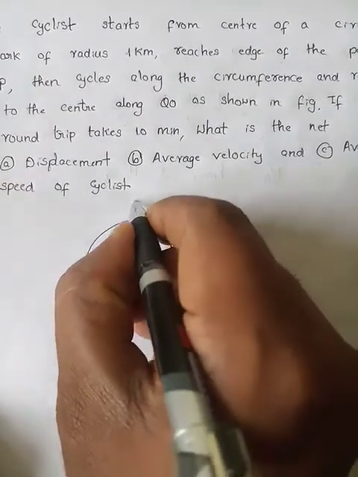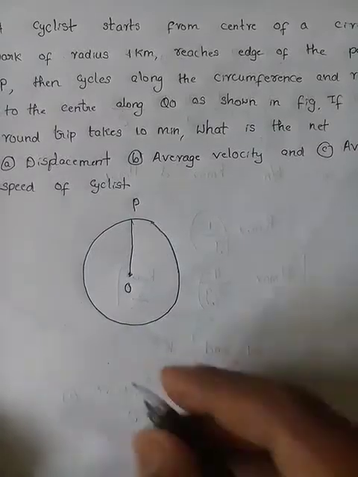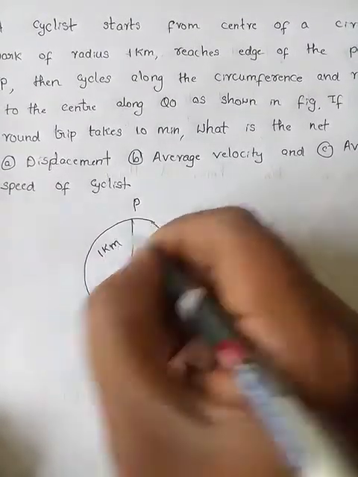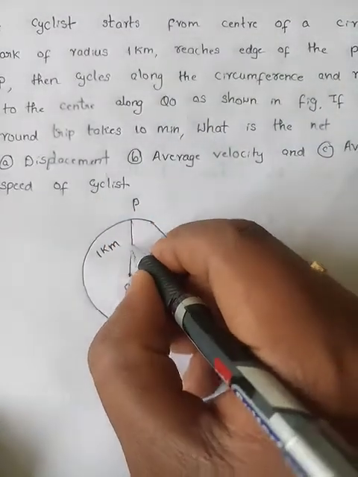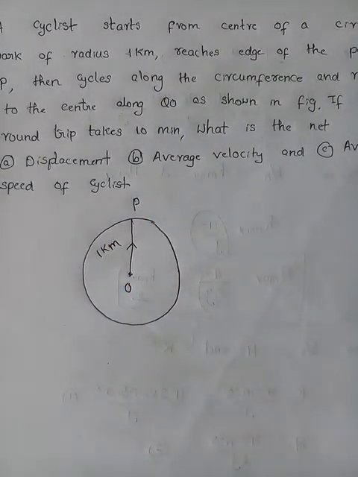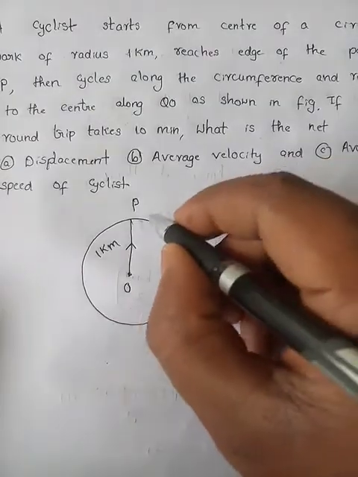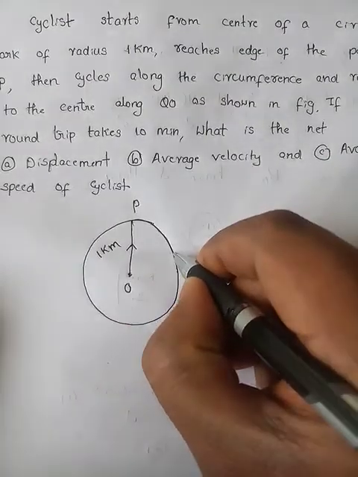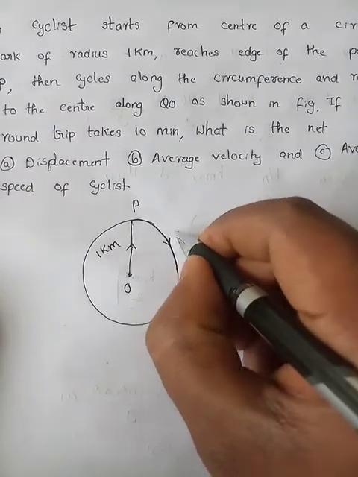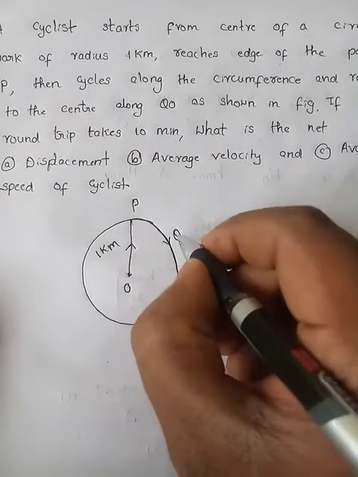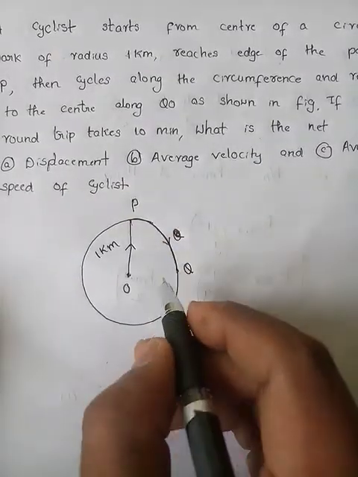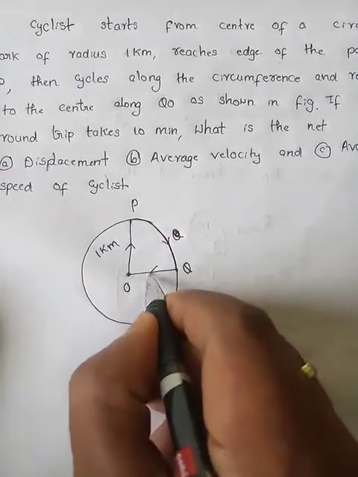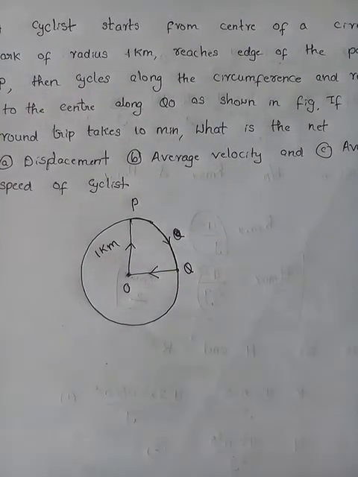They only gave the diagram in the textbook. So, what is the radius? 1 kilometer. Then he cycles along the circumference. See, he starts from O and reaches point P and cycles along the circumference of the circle. Along this circumference, this point is Q, he goes from P to Q and again comes back to O. So, this is the path he has followed according to this question.